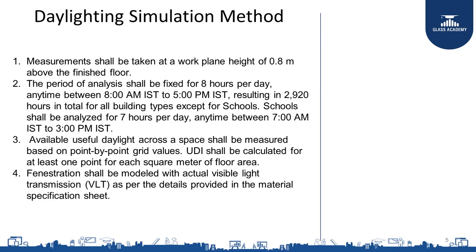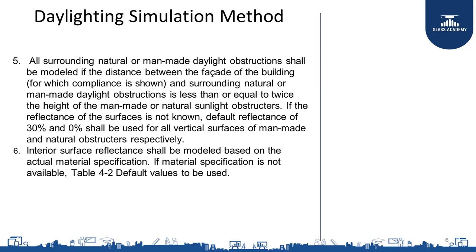Fenestration shall be modeled with actual visible light transmission as per the details provided in the material specification sheet. All surrounding natural or man-made daylight obstructions shall be modeled, if the distance between the facade of the building and the surrounding natural or man-made daylight obstruction is less than or equal to twice the height of the man-made or natural sunlight obstructors.